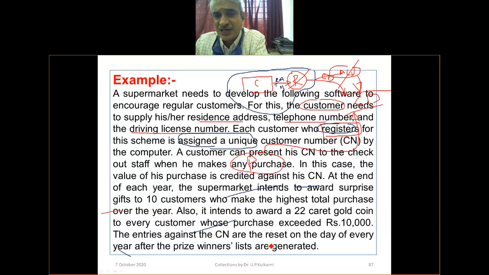And at the end of each year, the supermarket intends to award a surprise gift to 10 customers. Award gift is a process. Award gift will take purchase details from the repository, right, and awards it. And award a 22 carat gold coin to every customer whose purchase exceeds 10,000. Award prize, right, one. Then identify top 10 customers is another process.